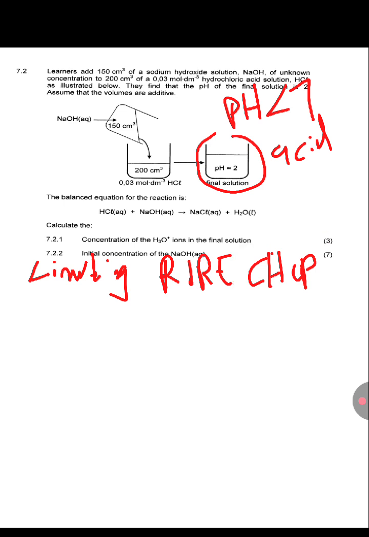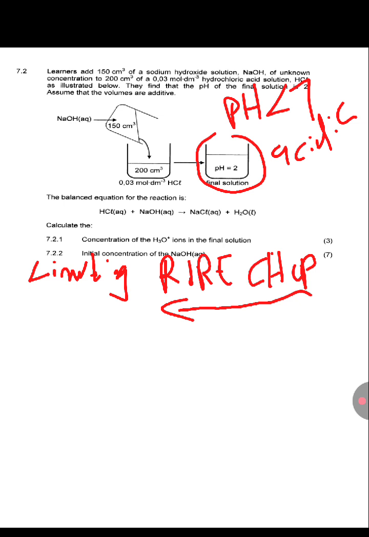So, but then where are we starting? We are starting from the pH, going backwards, right? Now, if the final pH of the solution is less than 7, it means the solution is acidic. It is what? Acidic. Meaning the acid was the one that was in excess. That's why we are having a pH that is less than 7.